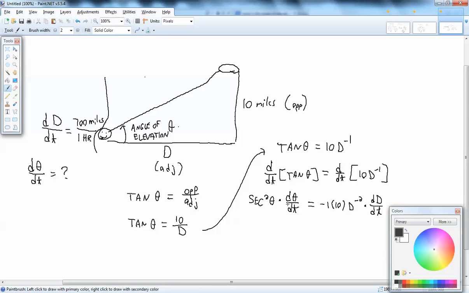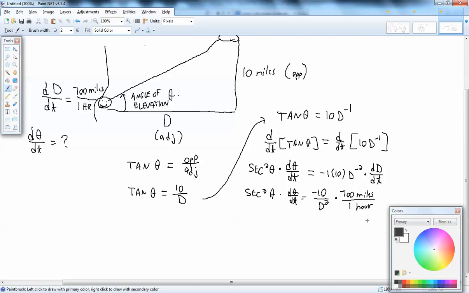So I'm going to want to get it by itself, but let's do a little bit of simplifying first. I've got secant squared theta times d theta dt. Over here, a negative 1 times 10 is negative 10, and then I'll take that d to the negative 2 to the denominator, and it becomes d to the positive 2, times the derivative of d with respect to t. They give that to us, 700 miles per hour. So I can put that in there, 700 miles per 1 hour. I'm not very good with the units of measure, so you'll probably have to double check me.